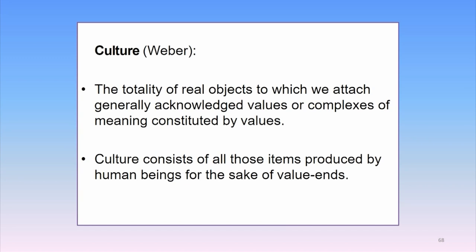But what is culture for Weber? For Weber, culture refers to the totality of real objects to which we attach generally acknowledged values or complexes of meaning constituted by values, in contradistinction with Marx. Marx said the rational is the real. For Weber, culture is the totality of real objects to which we attach generally acknowledged values or complexes of meaning constituted by values. In this sense, culture consists of all those items produced by human beings for the sake of value ends. Both value rational social action as well as goal oriented social action. Okay?